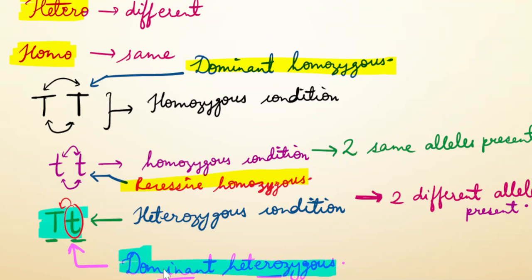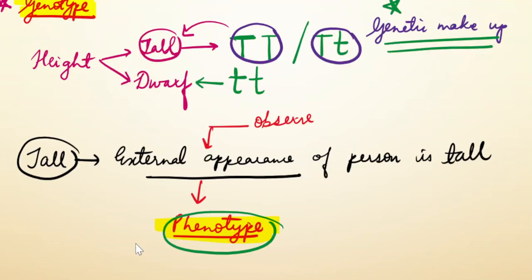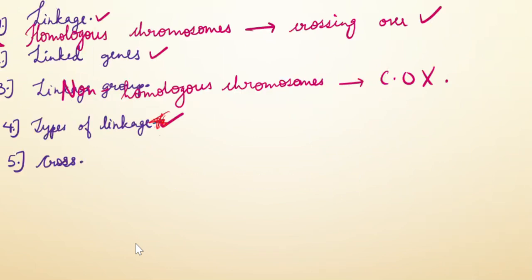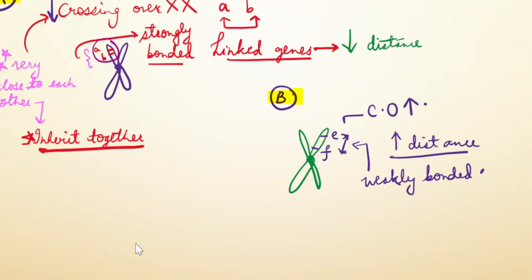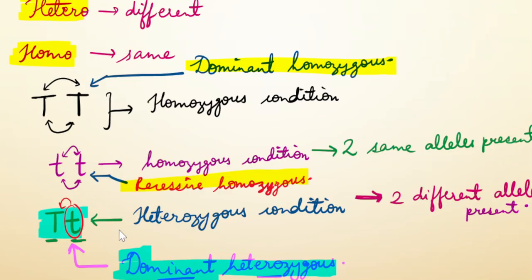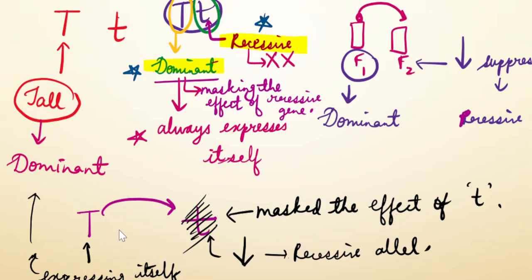So this is all about today's class, and I think from start till now all things are understandable. If you have any doubt about part 4, you can tell me in the comments. Today we started with the terminologies in genetics, and we are done with all these terminologies. In the upcoming lecture I will start with crosses. So for today I will end the class, and thank you for watching.